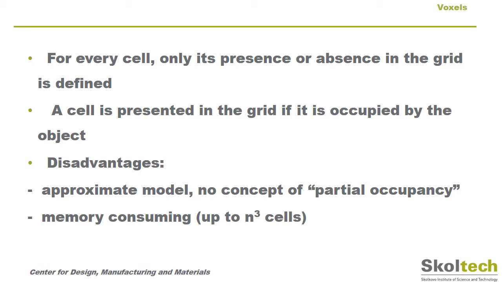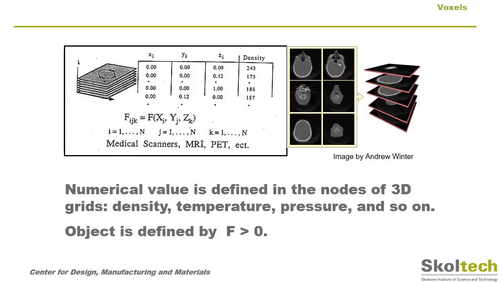The disadvantages of this representation are the following. We always work with an approximated model, and it's connected with high memory consumption. Volumetric objects are extensions of spatial occupancy enumeration. Some numerical value is defined in the node of 3D grids. It can be density, temperature, pressure, and so on. Some volumetric objects can be defined from MRI scans using a threshold of values, as you can see on this slide.